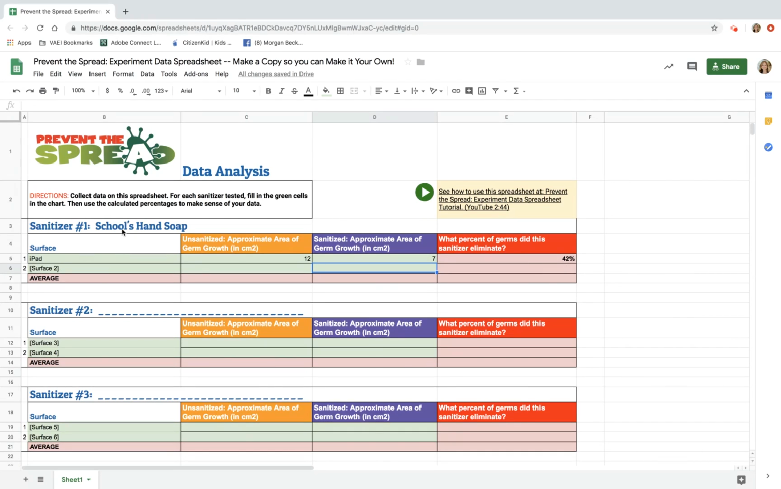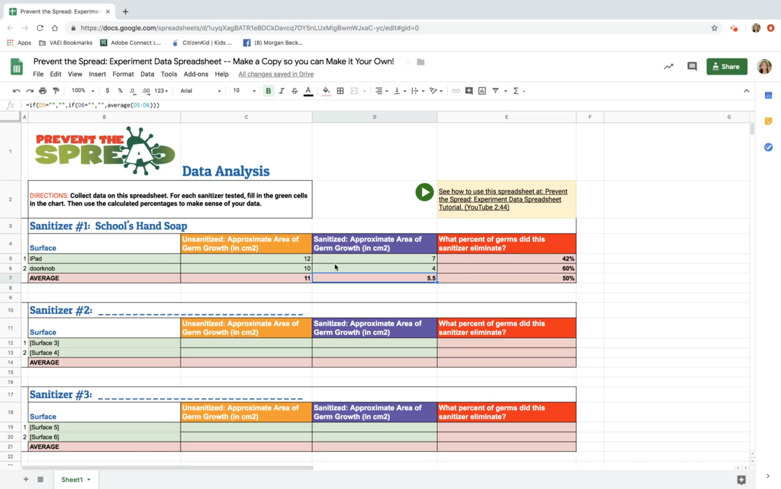Now, let's say that we use the school's hand soap on a second surface. Maybe you did the doorknob. So we'll put a doorknob here. Same thing, measure the unsanitized Petri dish from that one and put that measurement here. Let's say that one was 10. Then we go over here to the sanitized Petri dish, same thing. It was a doorknob, but this time it was sanitized and you grew that in a Petri dish. You're going to place that Petri dish on top of the centimeter grid paper here and give us the measurement, which let's say was 4. And we press enter to calculate for us what happened.